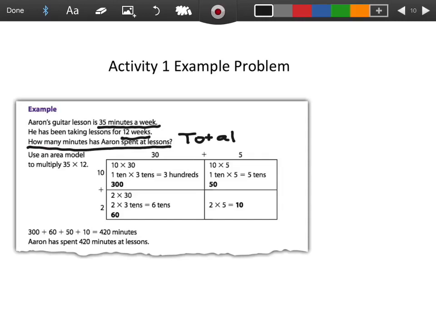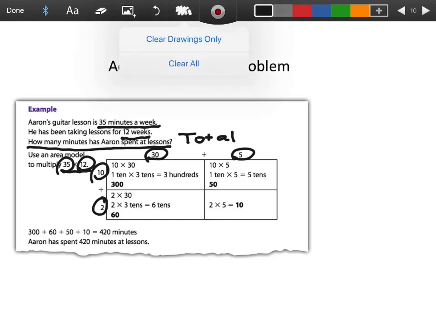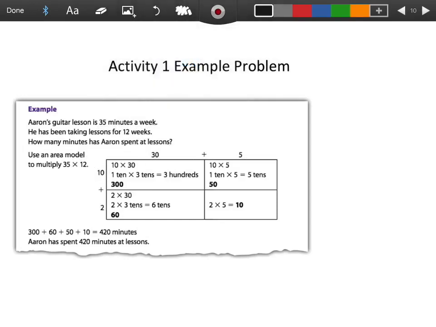So we're going to use an area model to multiply, which shows 35 times 12. And we broke up this 35 up here on the top into 30 and 5, and the 12 on the side into 10 and 2. Just like before, we're going to pull and multiply. So let's erase these drawings and let's get started.